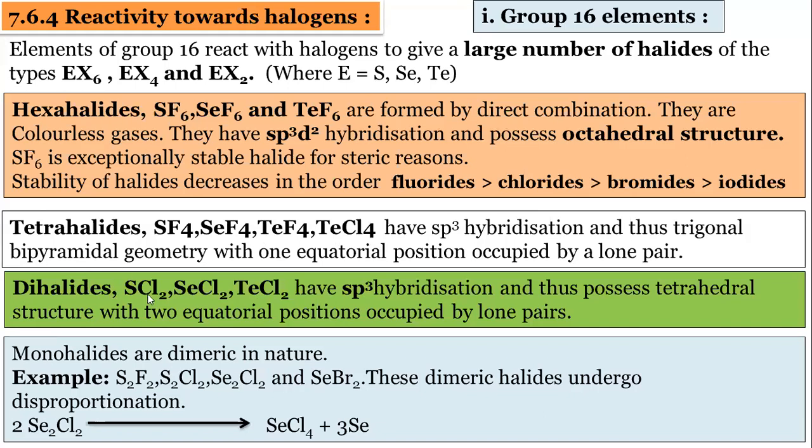Hexahalides, tetrahalides, dihalides are formed, and monohalides are dimeric in nature: S2F2, S2Cl2, Se2Cl2. So go through it. Till now, no question has been asked on this part, reactivity towards halogen. But don't neglect it, read it carefully.